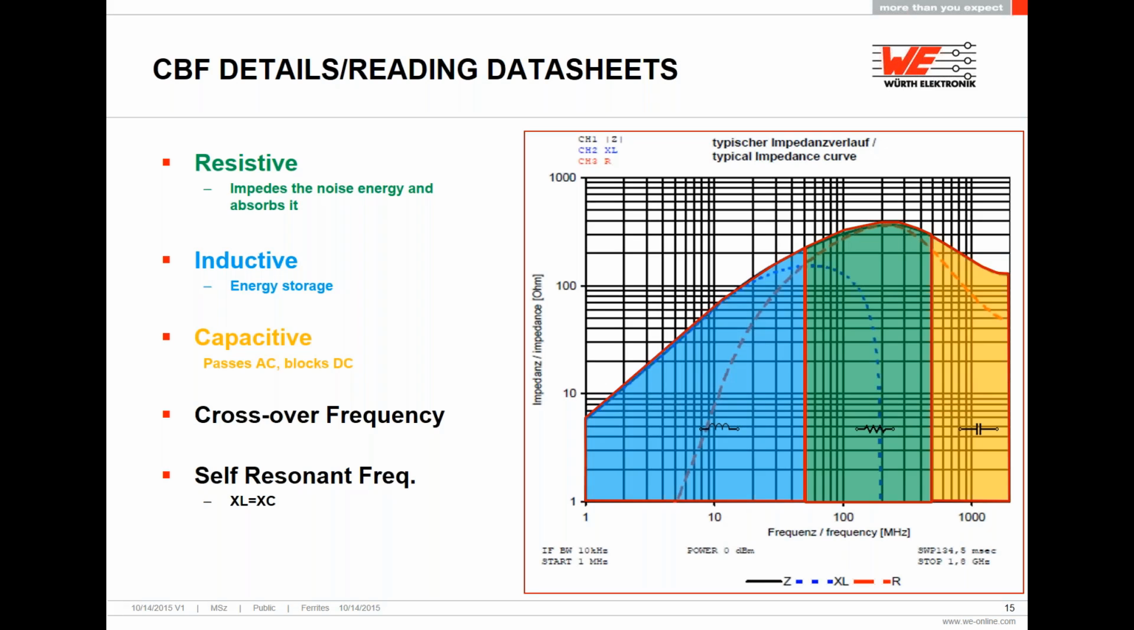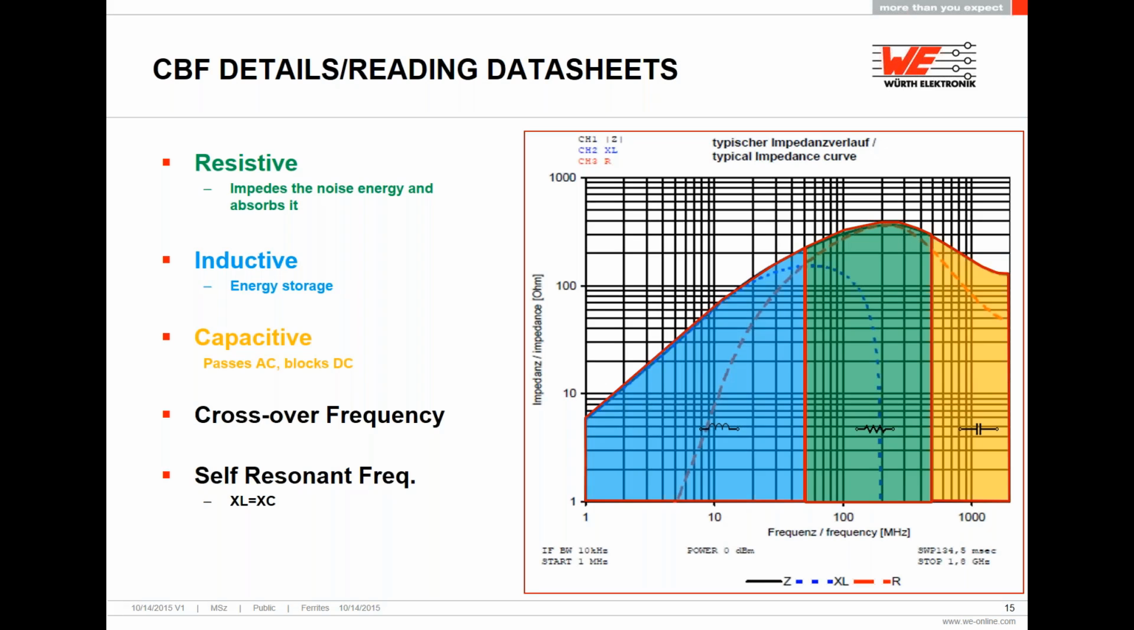You also have XL, which is the inductive reactance. This is colored in the graph as a blue dotted line. And you also have the resistivity, which is not the DCR. This is just the resistivity of the part. This is colored as a red dotted line in the graph. Now the crossover frequency is where the inductive reactance and the resistivity meet, shown here as the red and blue dotted lines, of course.